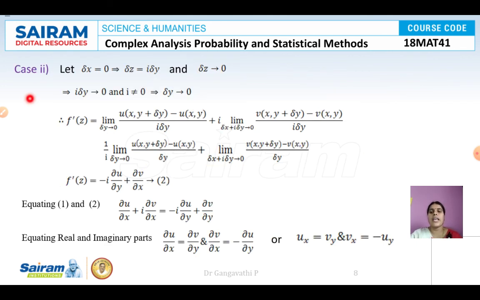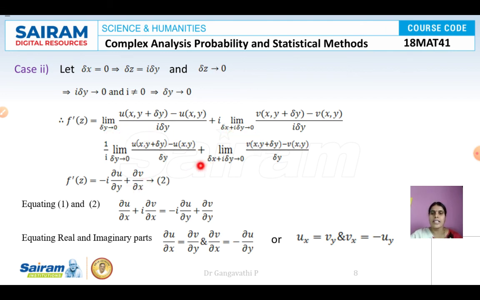Similarly, consider case 2 now. Consider now delta x is 0. Once delta x is 0, delta z is going to result in i delta y, and delta z tends to 0 results in i delta y tends to 0. And here the product of two terms is 0. So i cannot be 0, because we know i is the square root of minus 1, and only delta y tends to 0 is possible. So make the same substitution in your main equation. This is the result we get.